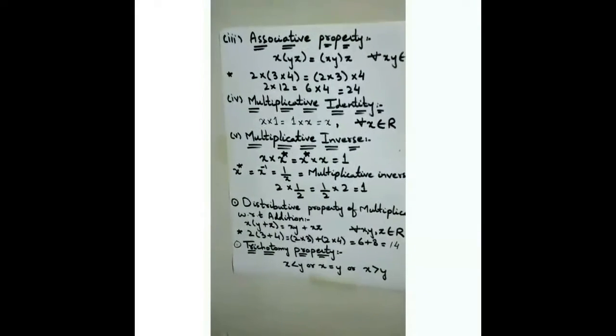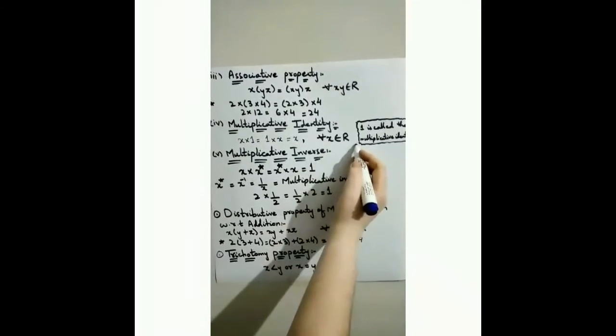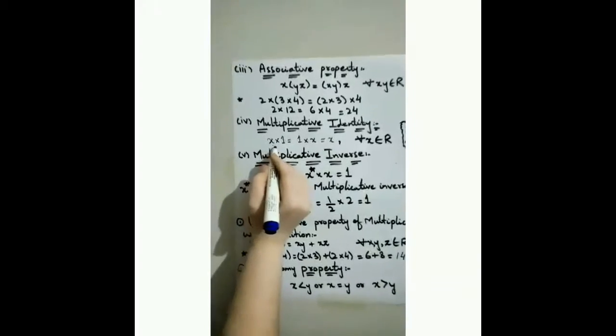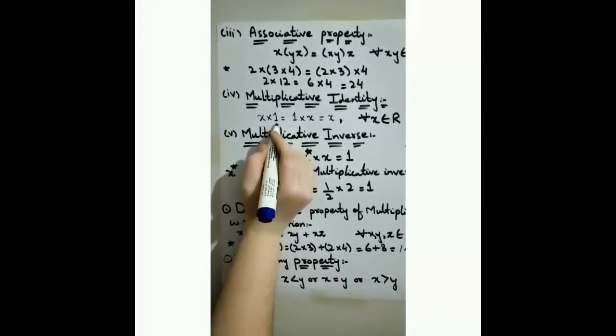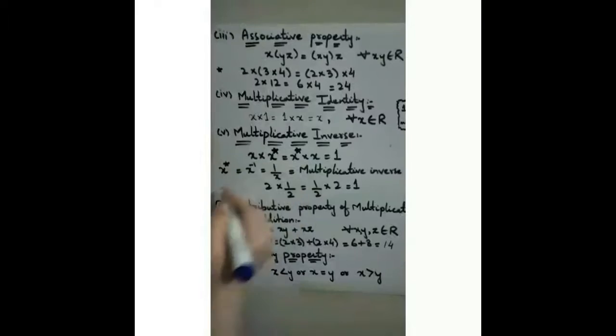Number 4, multiplicative identity. What is multiplicative identity? There exists a number 1 which belongs to real numbers such that x multiplied by 1 and 1 multiplied by x is equal to x for all x belonging to real numbers. One is called the multiplicative identity. If I multiply 2 by 1, 2 multiplied by 1 is equal to 2, 1 multiplied by 2 is equal to 2.